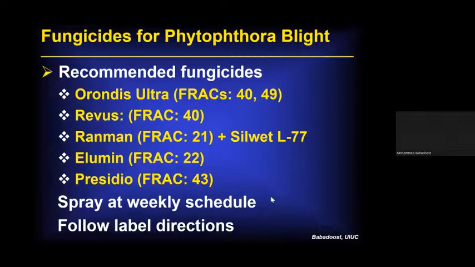For Illinois, these are most effective: Orondis Ultra, FRAC code 40 and 49; Revus, FRAC code 40; Ranman, FRAC code 21, and we mix it with the Silwet L-77. This is a spreader sticker. Luna, FRAC code 22; Presidio, FRAC code 43. These are what we recommend in Illinois on peppers and also for cucurbits.